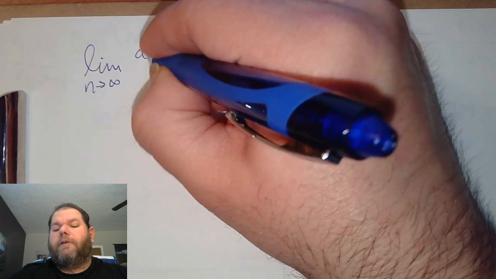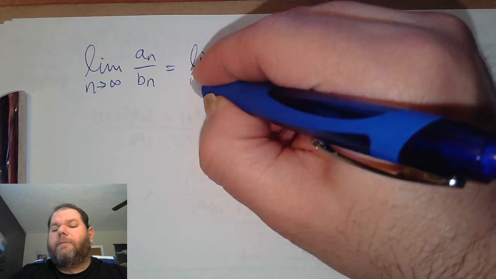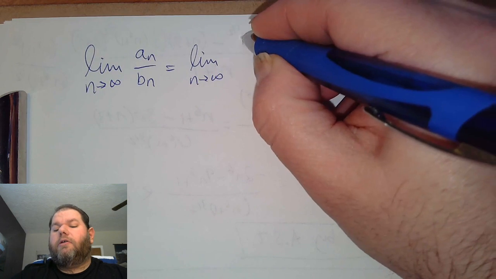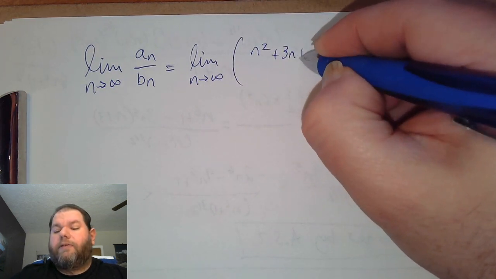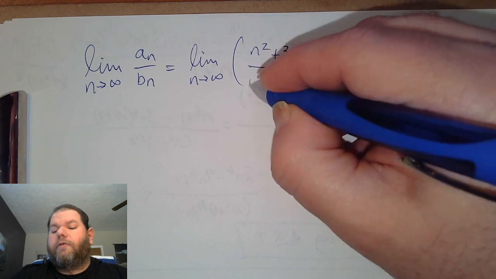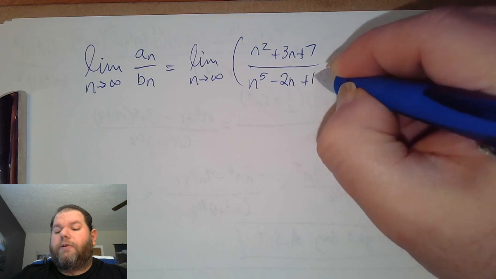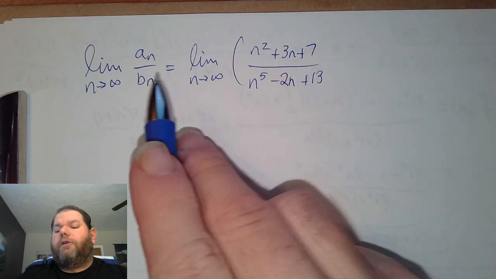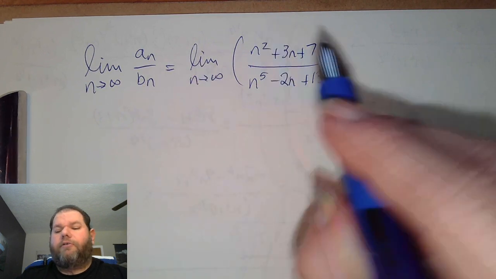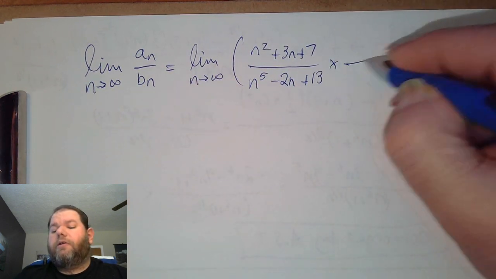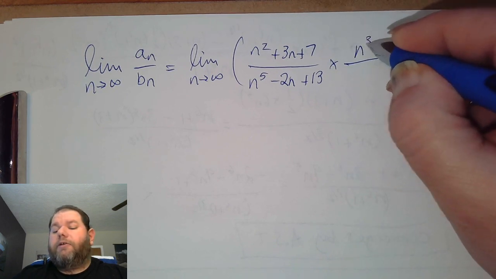So we have a sub n divided by b sub n. So we'll put a sub n first, which is n squared plus 3n plus 7 over n to the 5 minus 2n plus 13. Now we want to divide by b sub n, but instead of dividing by b sub n, let's multiply by its reciprocal. B sub n, remember, was 1 over n cubed, so this will be n cubed over 1.